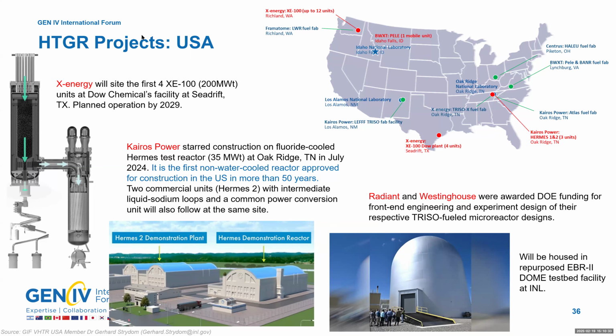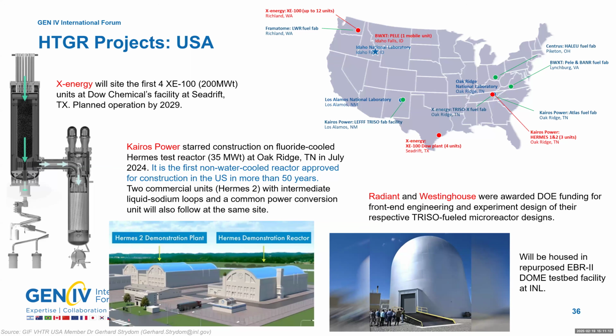Kairos Power, although a fluoride-cooled system, is graphite moderated, TRISO fueled, so I included that here. They received approval in July last year to start construction on their Hermes test reactor. That's a 35 megawatt unit. It is really significant. It was the first non-water-cooled reactor approved for construction in the US in more than 50 years. So real milestone for our community there. The commercial units that will follow this, Hermes 2, are 2 units hooked up with an intermediate liquid sodium loop and a common power conversion. It will be at the same site in Oak Ridge.